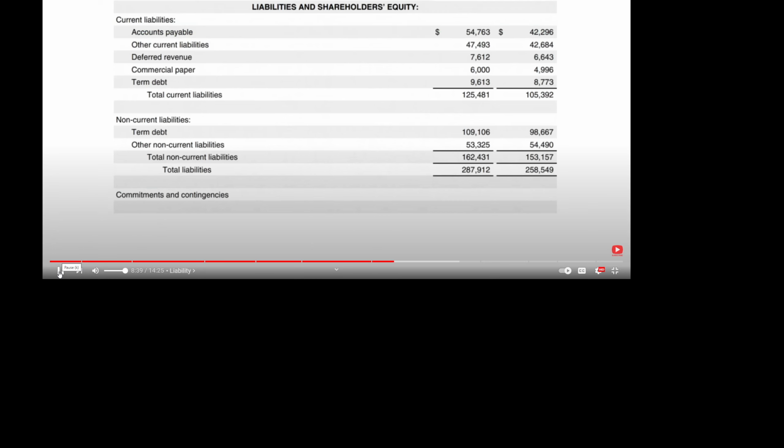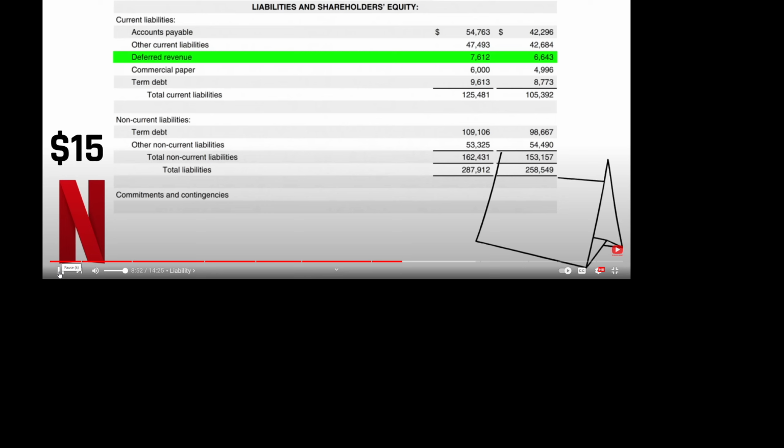The next line item I want to touch on is deferred revenue. This is an important line item for software companies and many tech companies. The easiest way to explain this is with Netflix. So when you sign up for Netflix, the company bills you upfront, let's say $15. You pay $15 at the beginning of the month, and that allows you to access Netflix for the entire month.